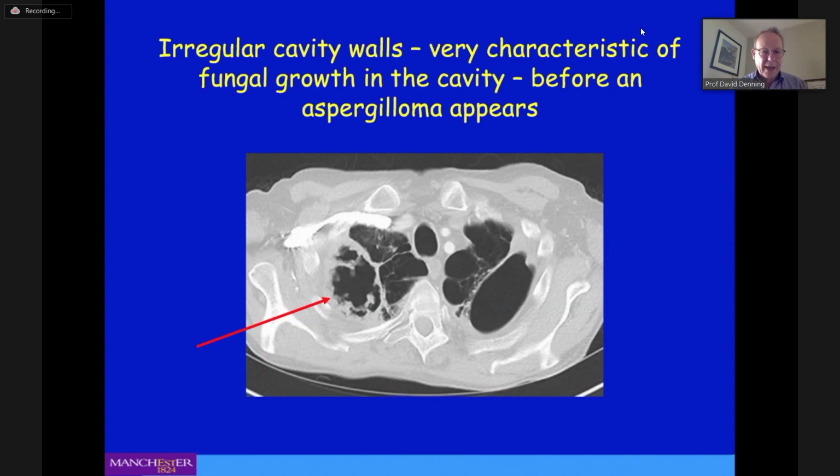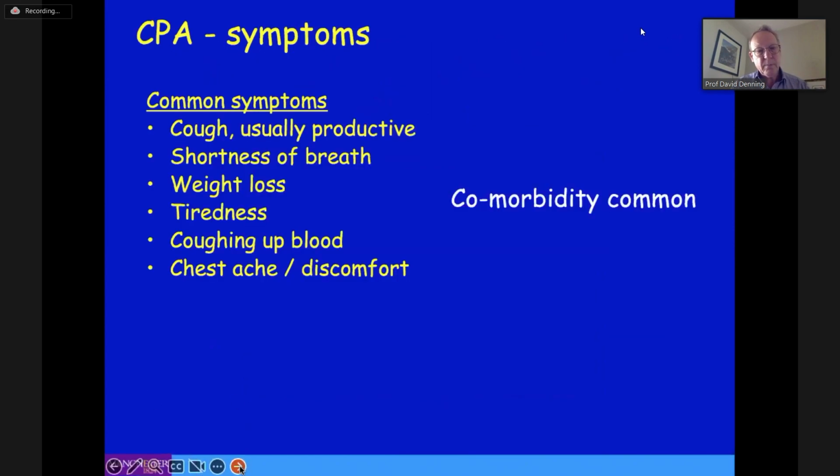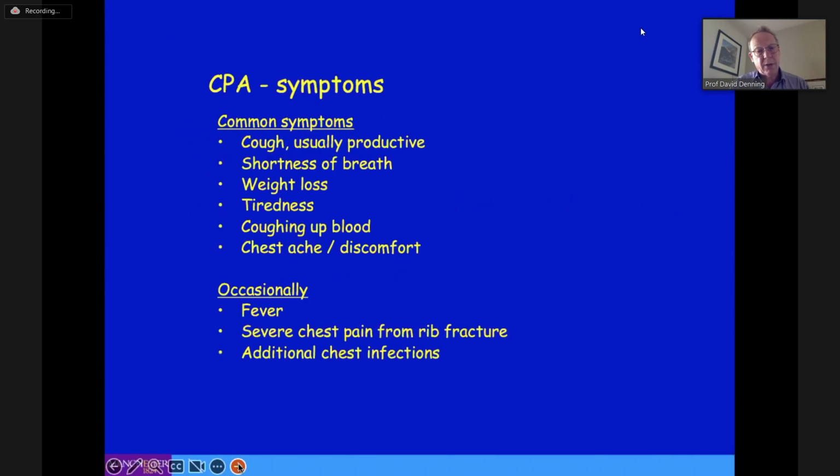So if you have chronic cavitary pulmonary aspergillosis and an aspergilloma, your outcome is worse. So the symptoms: cough, it's usually productive, shortness of breath, weight loss, tiredness, coughing up blood, a bit of chest ache and discomfort. The only thing that's really distinctive about this compared with TB and some other chest diseases is that the hemoptysis is often quite marked in patients with CPA. But otherwise, this is not very distinctively different from patients with COPD or some patients with asthma and ABPA and patients with lung cancer early on and so on.